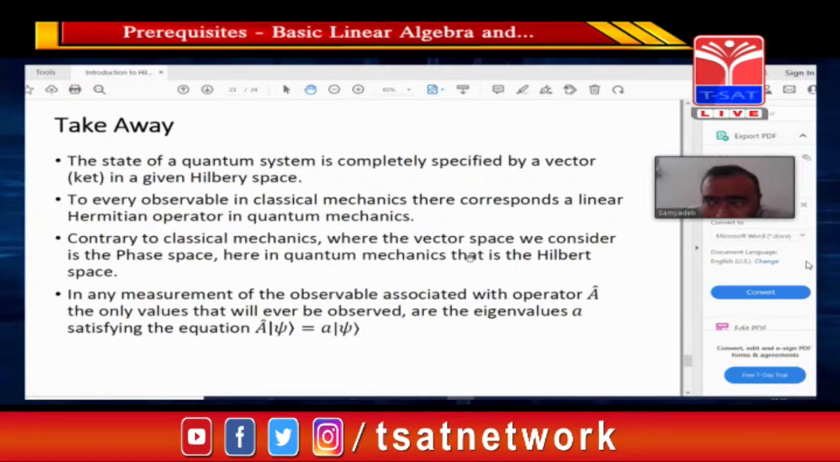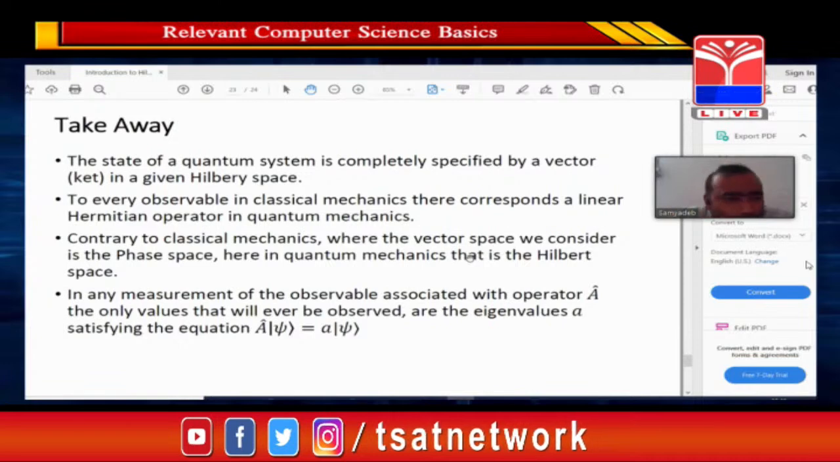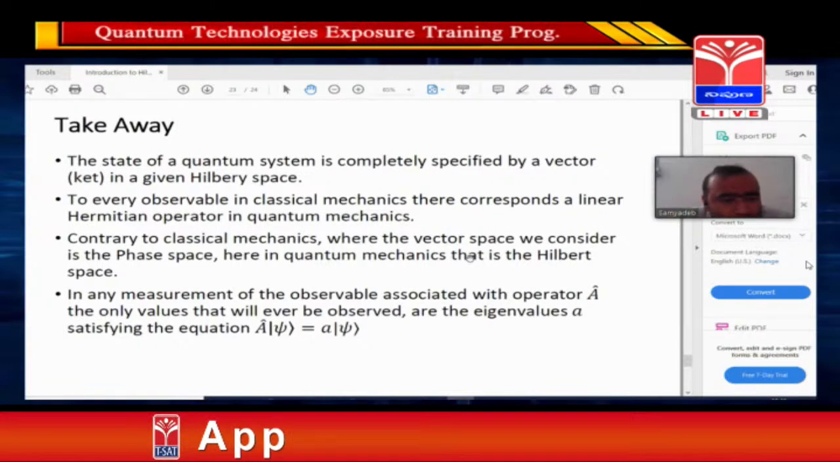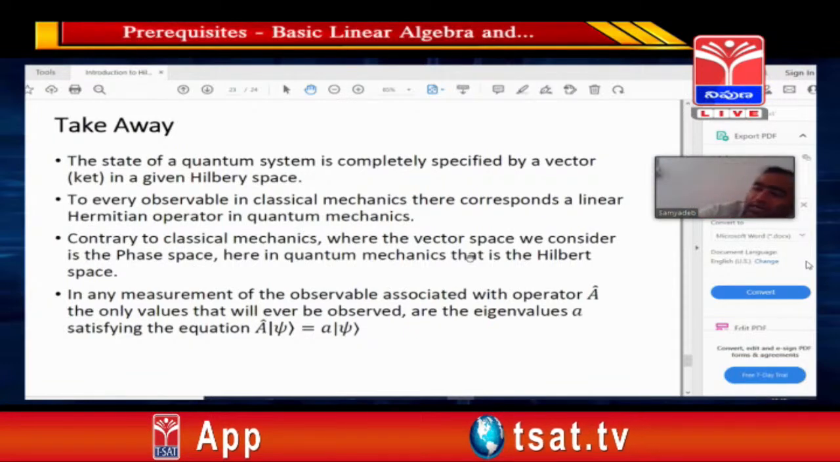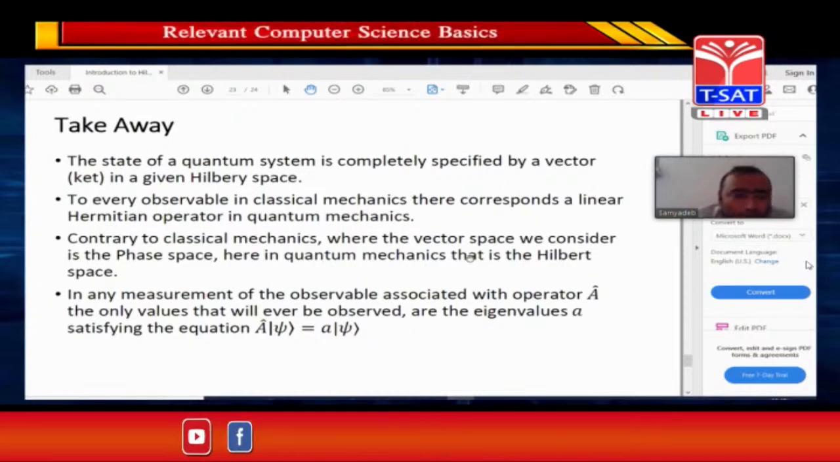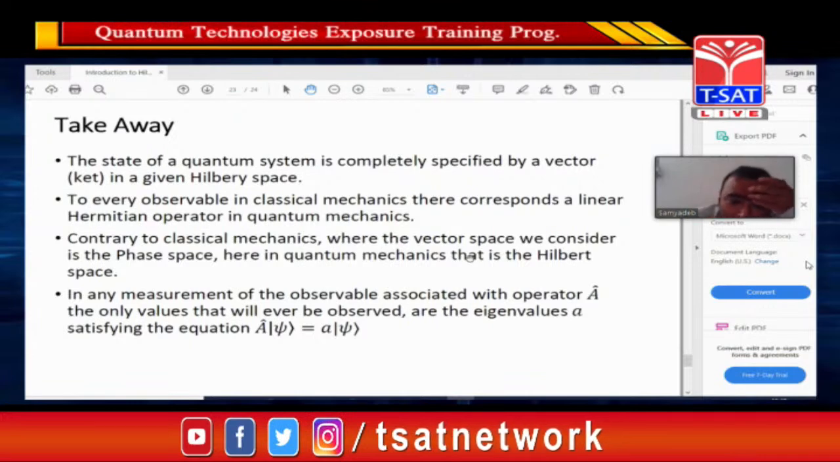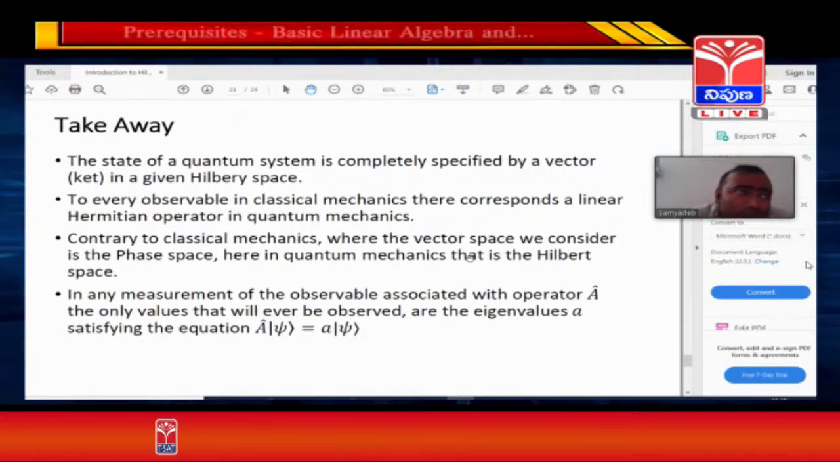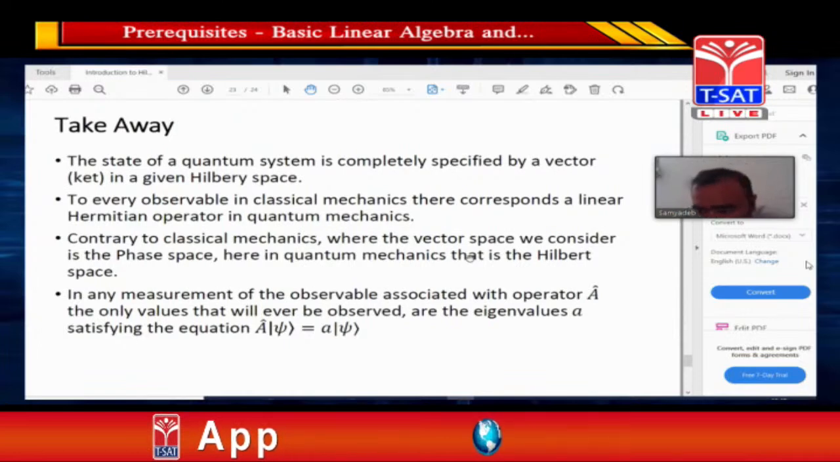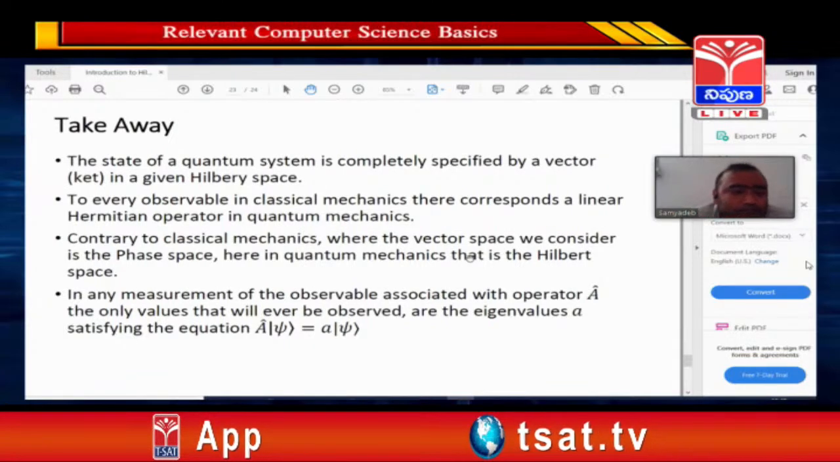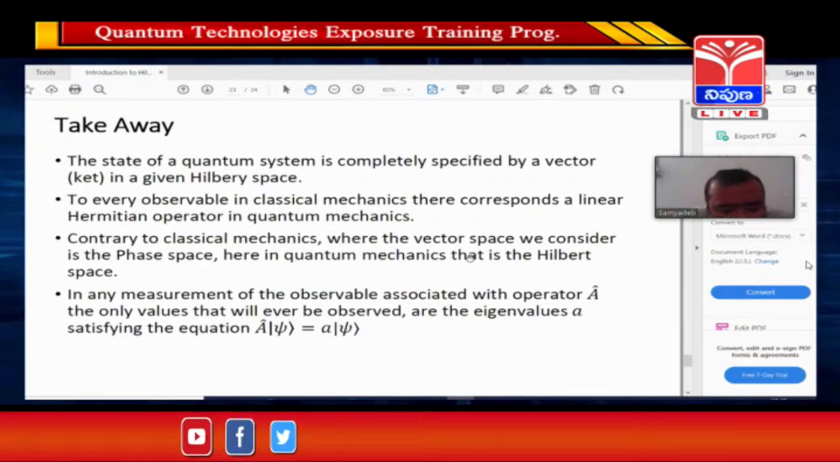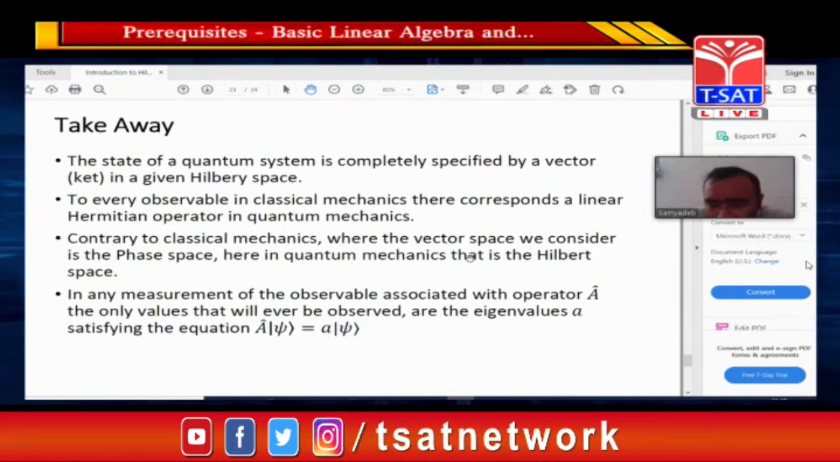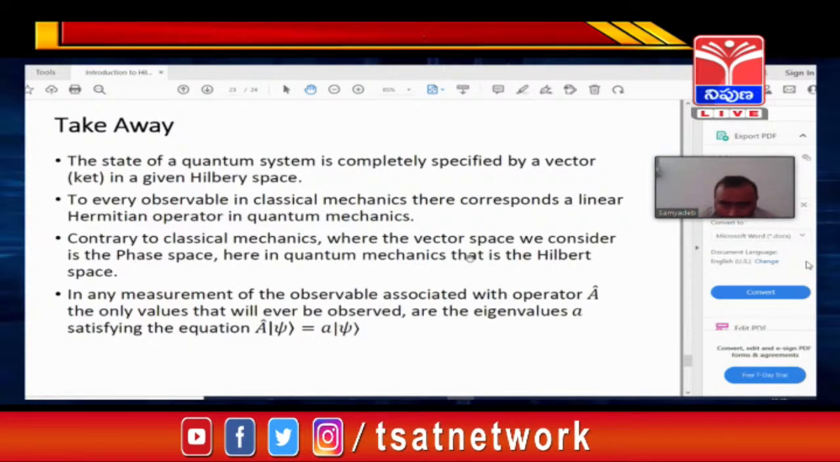But as we have discussed, in quantum mechanics position and momentum are not simultaneously measurable, so phase space is inadequate to describe a quantum mechanical system. Quantum mechanics is described in a vector space called Hilbert space. The basic fundamental properties of that Hilbert space we discussed in this session. And the measurement of an observable is given by the eigenvalue of an eigenvalue equation. So these are the basic take-home messages.